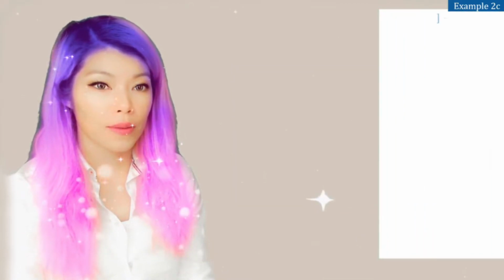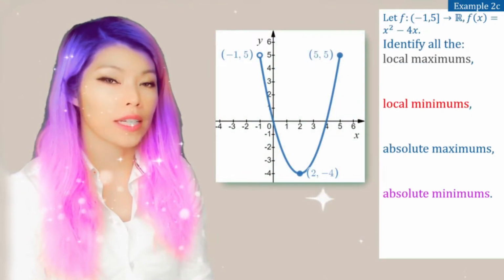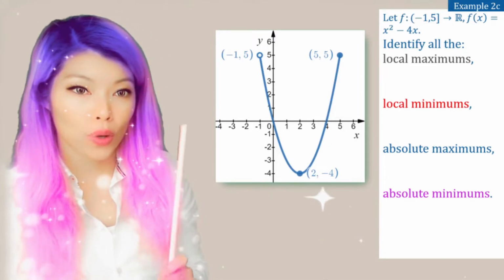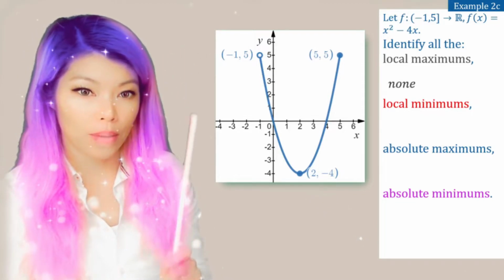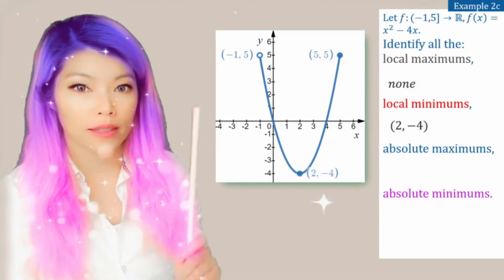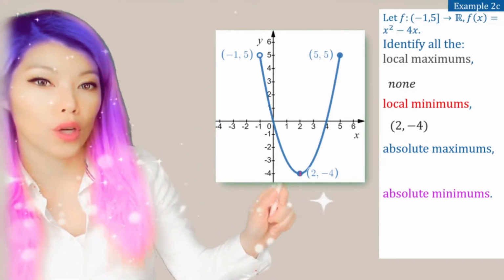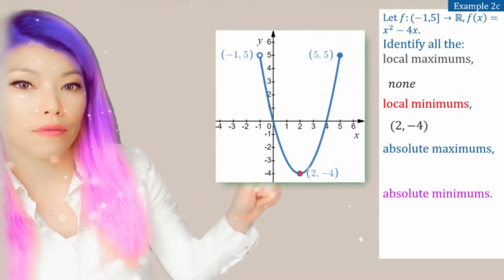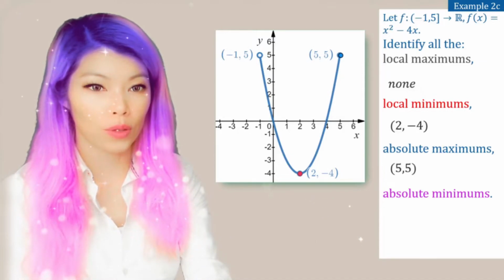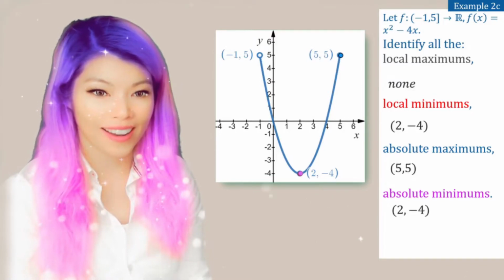What about if we had the same question again, but we change the domain to -1 to 5, where -1 is exclusive and 5 is inclusive? We can see that the local maximum still doesn't exist, and the local minimum is still the same at (2, -4). But the absolute maximum is now not two values, even though they look very similar, but only the value on the right because that's inclusive. So (5, 5) is slightly higher than (-1, 5). So the absolute maximum would be (5, 5). And again, the absolute minimum will be the same, (2, -4).